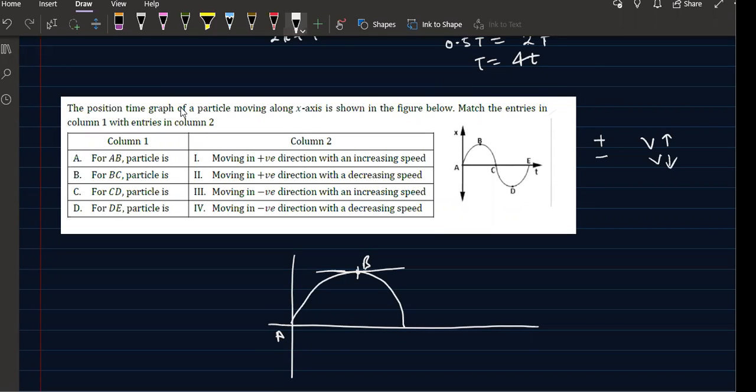So from A to B, body is moving like this with increasing speed. Yes or no? Tell me, yes or no? And at B point, it stops, right? Now from B point, the velocity becomes negative. Yes or no? Tell me, yes or no? So what is the meaning of negative velocity?